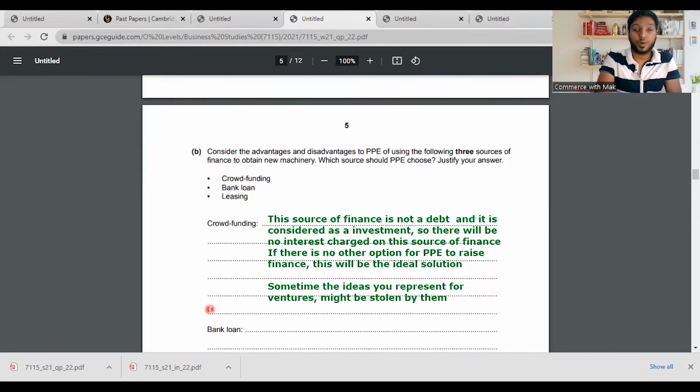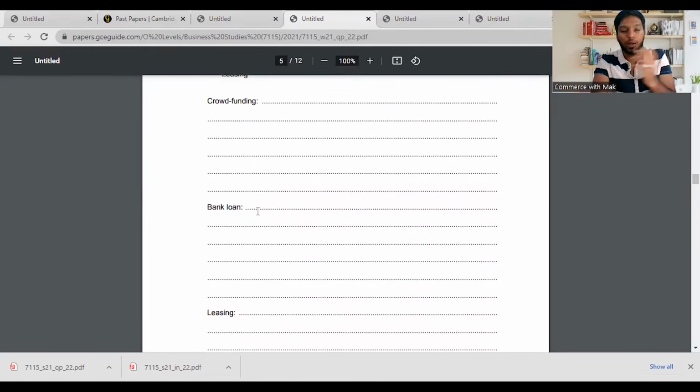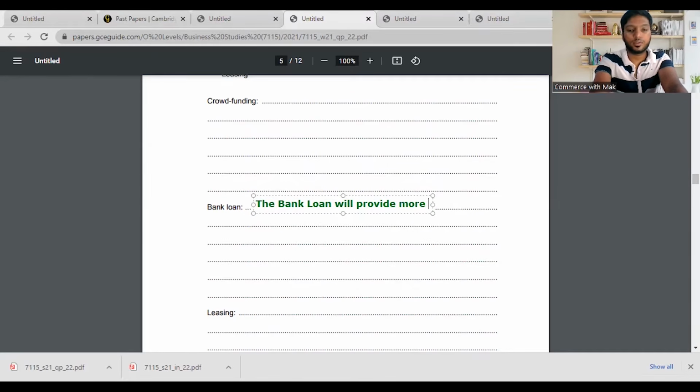We have the next part of the question, bank loan. So I'm going to erase this off, the first one. We'll start with the second part. As I said, I'm going to write the entire paper. So we are on the second B part. So bank loan, why bank loan is good and why bank loan is not good. The bank loan will provide more years to settle its loan.